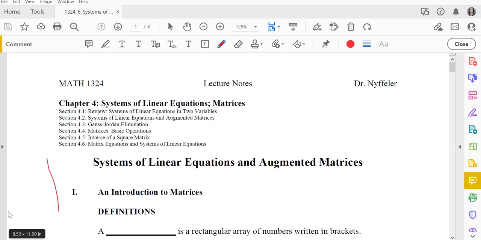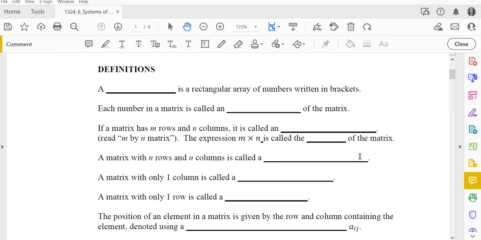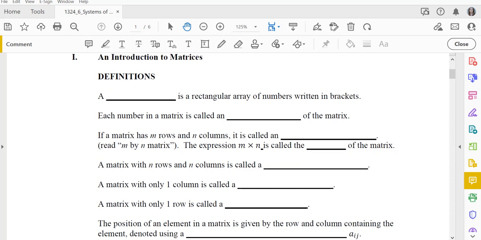Okay, let's take a look at an introduction to matrices, some definitions. A matrix is a rectangular array of numbers written in brackets. So the first definition is matrix. A matrix, a rectangular array of numbers written in brackets. Each number in a matrix is called an element of the matrix.